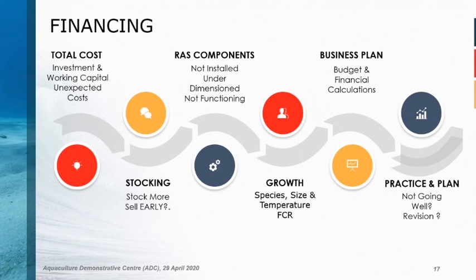And the components of RAS, if they're not installed right when they're first done, it's an issue. If it's under-dimensioned, as I mentioned, you cannot stock. Do the calculations very well. If something is not functioning, there has to be someone available close by to fix it, or your on-site manager or someone on your site is good. The growth depends, of course, on species, size and temperature, and eventually FCR, but all the other things in your business plan can help you reach the top level of growth in your system.